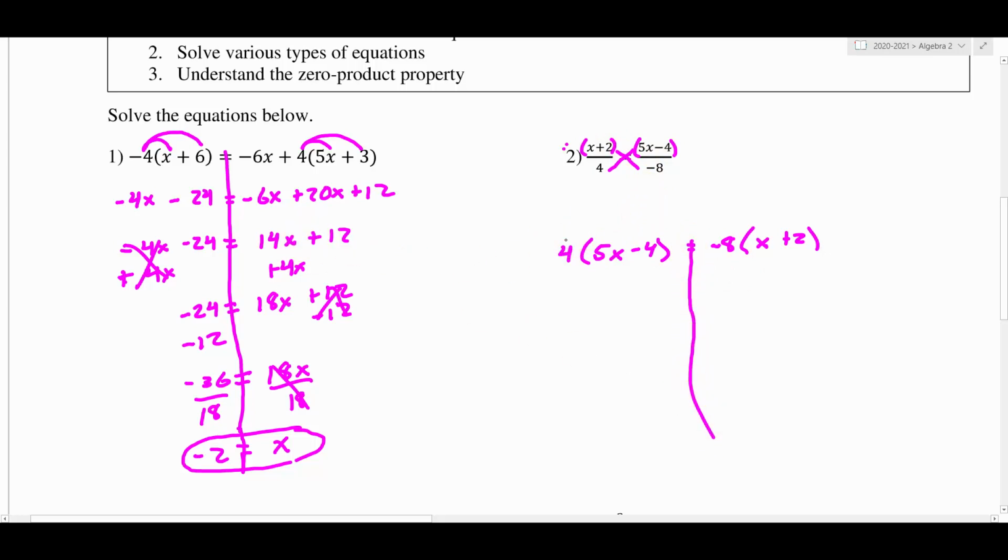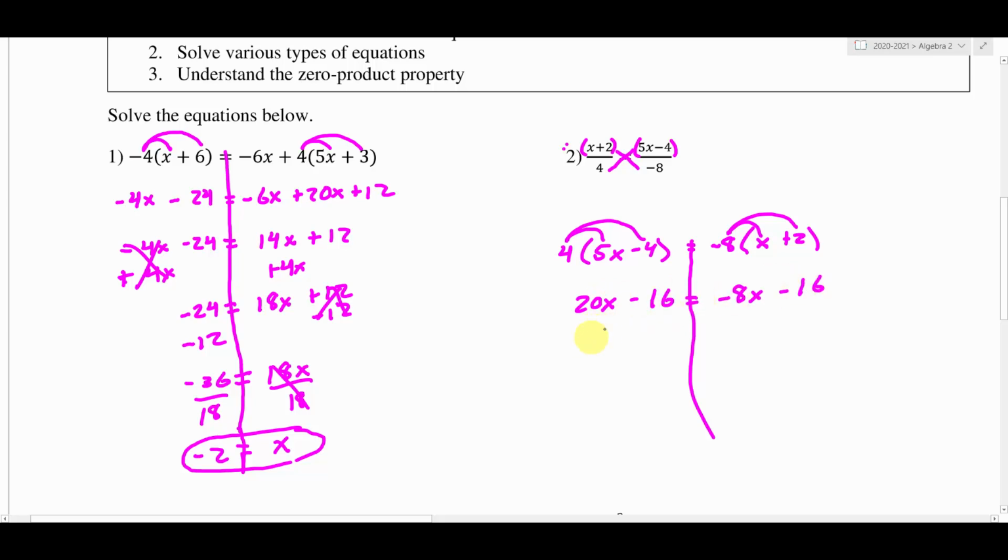I'm going to use the distributive property to clear out these parentheses and see what I get, right? So 4 times 5x is 20x, 4 times negative 4 is negative 16. Negative 8 times x is negative 8x, and negative 8 times 2 is negative 16. Okay, so this is where I'm at.